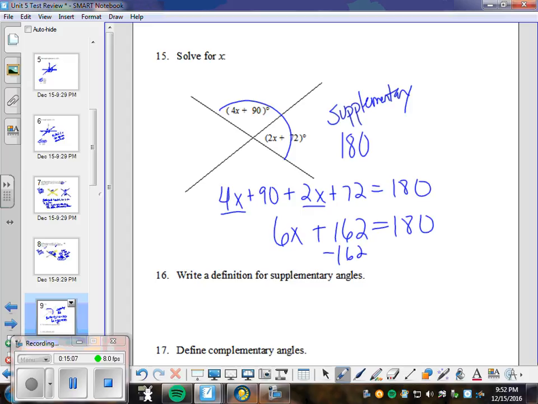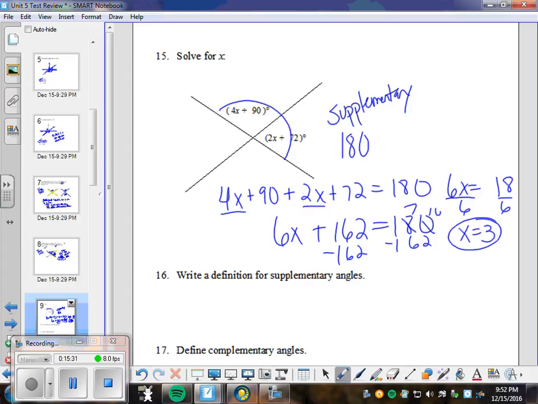Subtract the 162 from 180. 6x would equal, I'm doing my math in my head right here, 18. Yes, 18. So divide by 6. X equals 3.